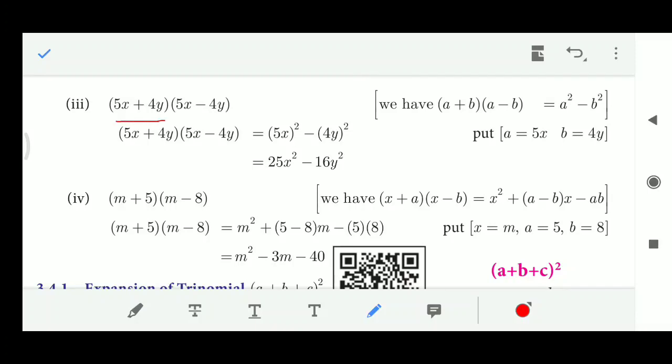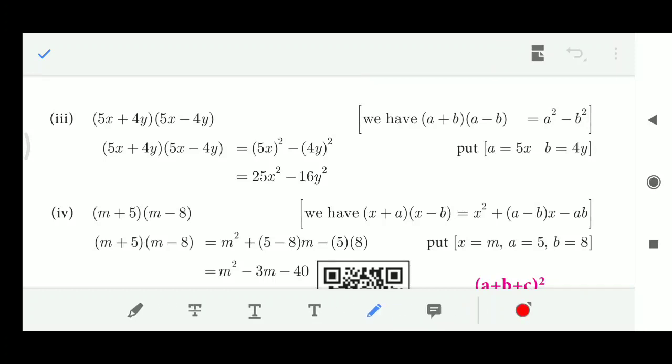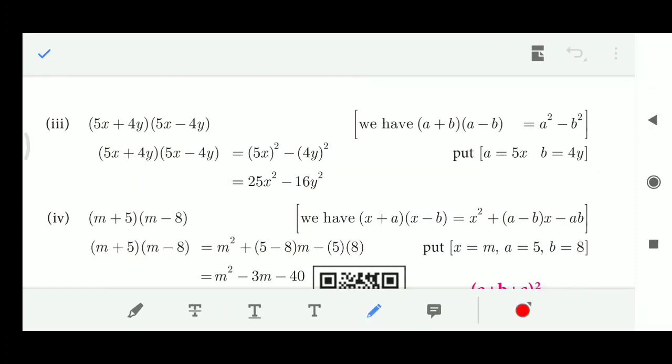In the third sum we have (5x + 4y)(5x − 4y). Look at the sum, which is in the form of (a + b)(a − b). The answer is a² − b². So in this question 5x should be taken as a and 4y should be taken as b. Use the identity and you will get a² − b², that is (5x)² − (4y)². On simplification you will get 25x² − 16y².